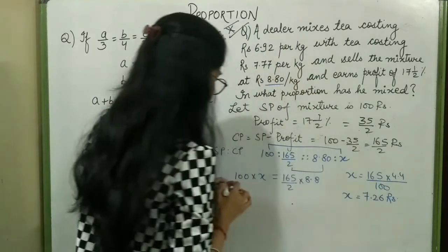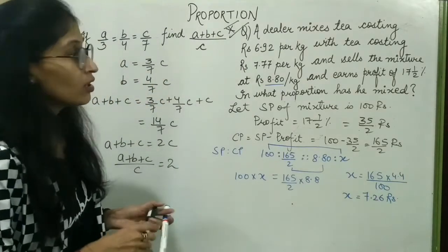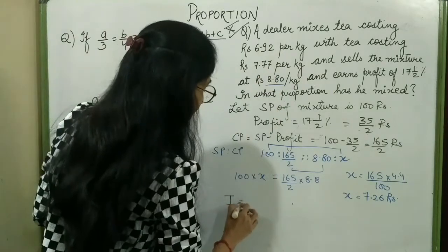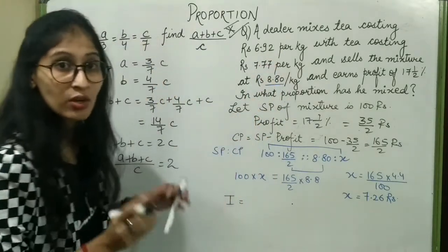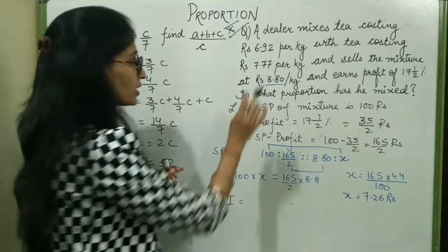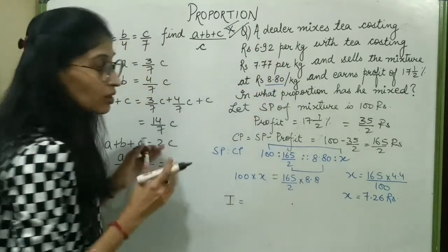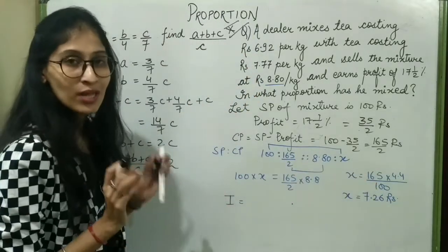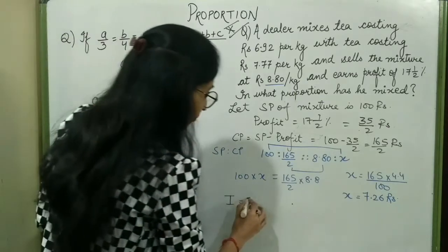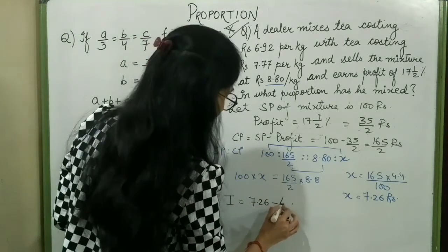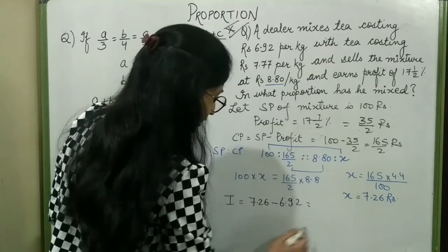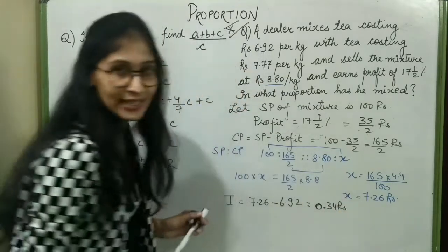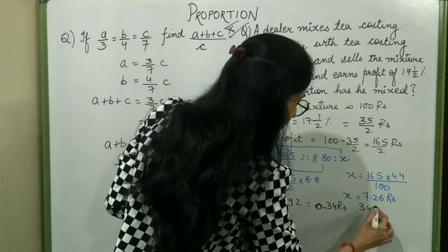So from here, I am going to get the value of X as 7.26 rupees. Now, in my first case, the first tea was of 6.92 per kg. The original cost price of the tea was 6.92 per kg, but I have sold it at 7.26 rupees. So here there is a profit of 0.34 rupees, or I can say 34 paise.